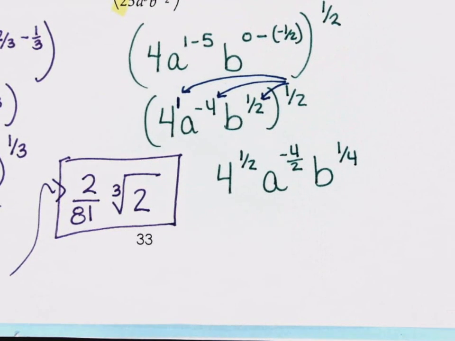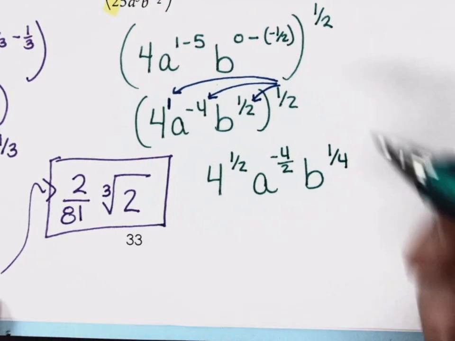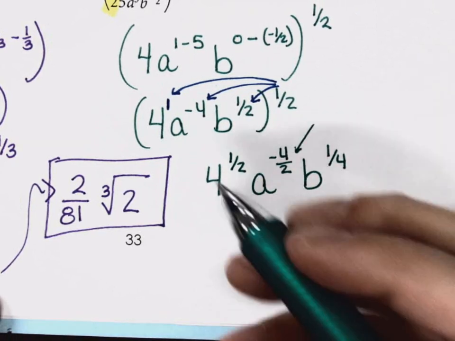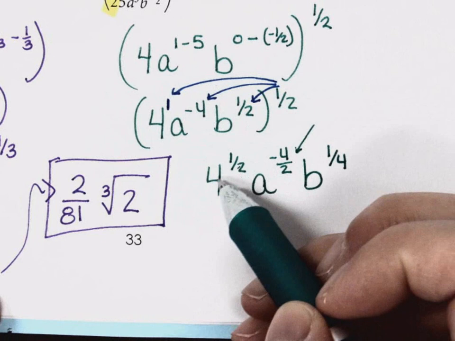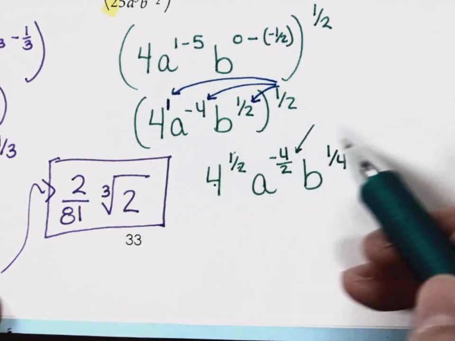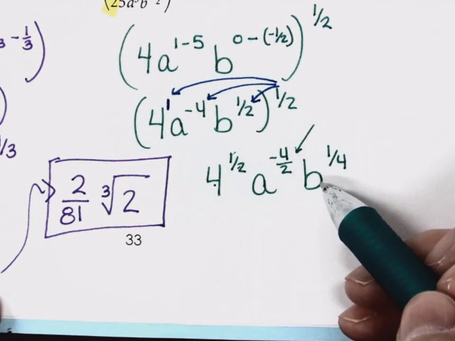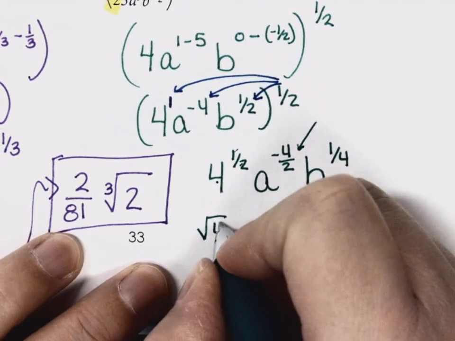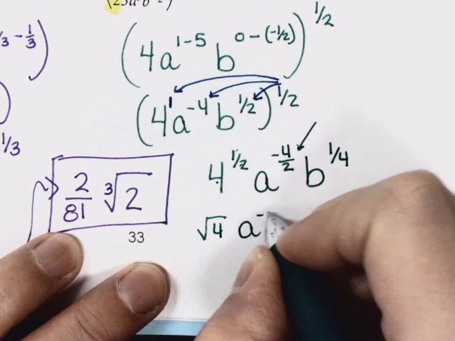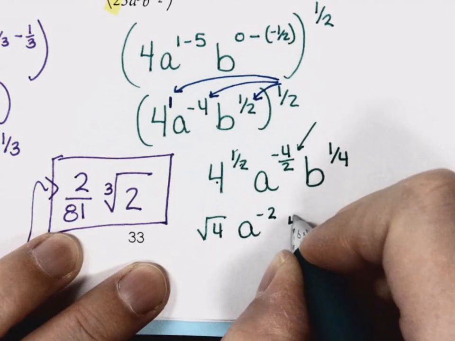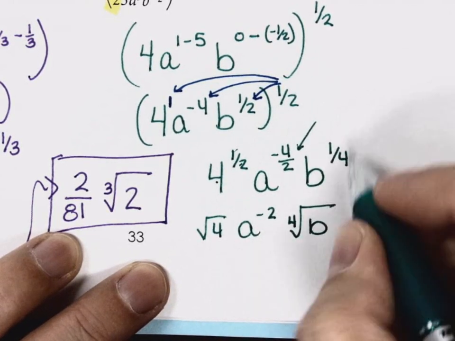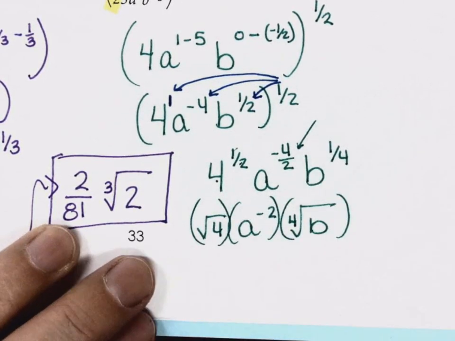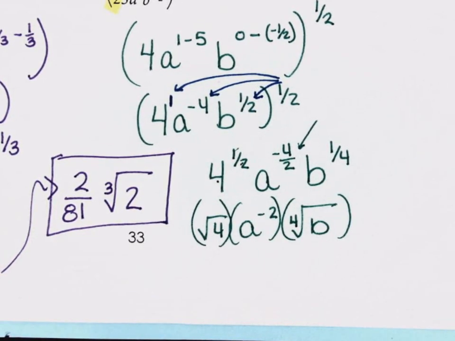All right, a little bit ugly, not too terrible. This can be simplified, but none of the other ones can. But what this tells me is I've got a square root of 4 to the exponent of 1, and b has a 4th root, and b's to the exponent 1. So I've got the square root of 4, I've got a to the negative 2, and I have the 4th root of b. I'm going to put brackets around these just to remind myself that I need to multiply them.